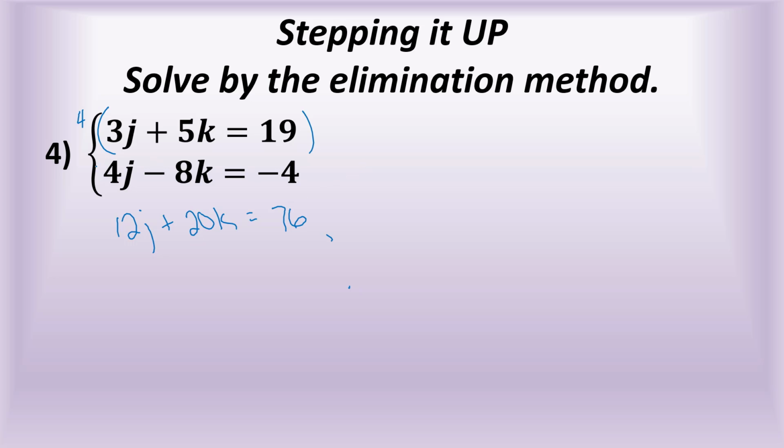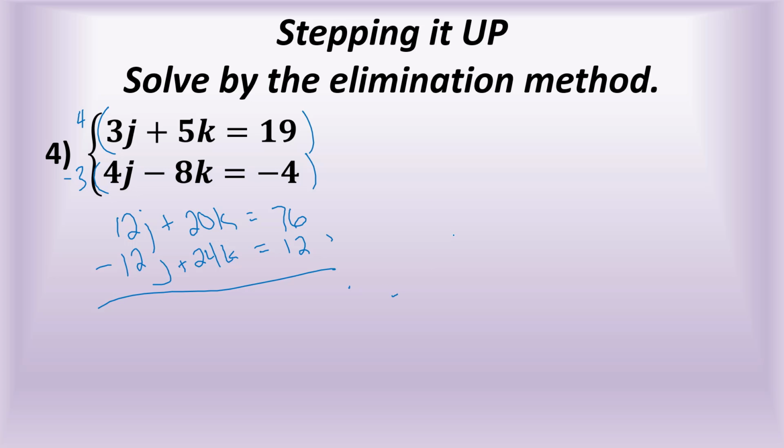All right, we're going to multiply our bottom one. Again, we want an opposite leading term here, so we'll multiply by a negative 3 to end up with a opposite negative 12j. Negative 3 times negative 8 is going to give me a positive 24k. Negative 3 times negative 4 is going to give me a positive 12. All right, let's clean this up a bit.